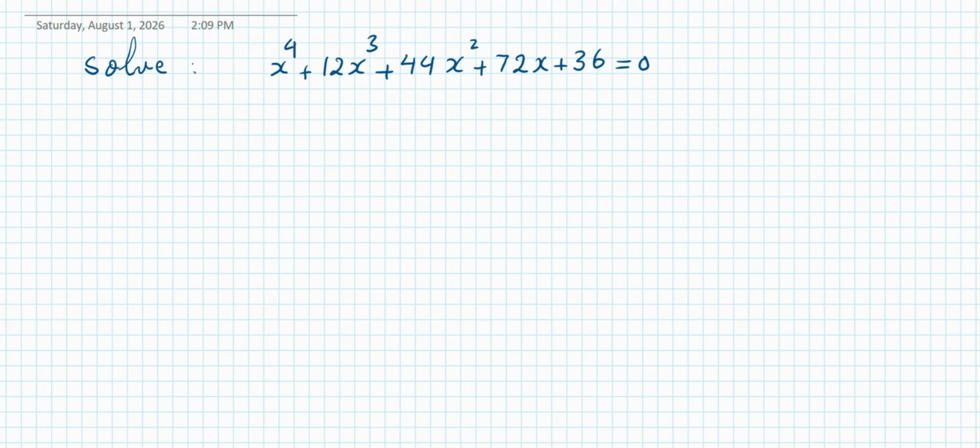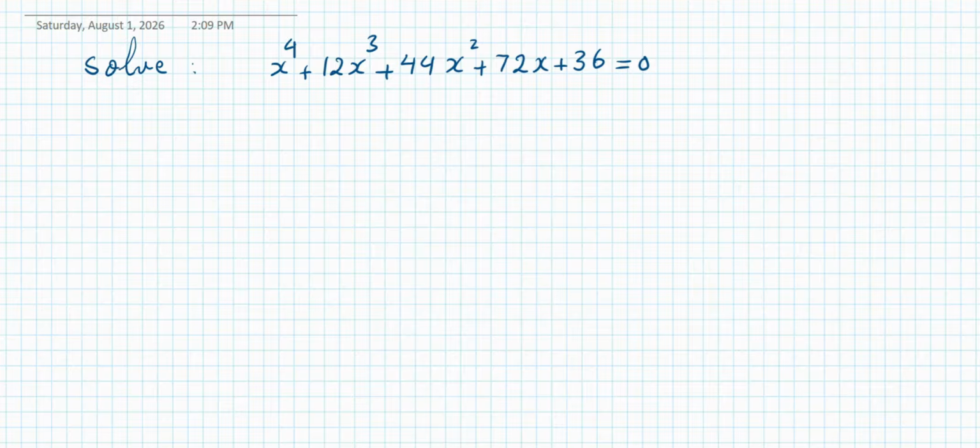For this problem, we want to solve this equation, which is x to the 4 plus 12x cubed plus 44x squared plus 72x plus 36 equal to 0. We know that, of course, there is no standard method to solve this equation.